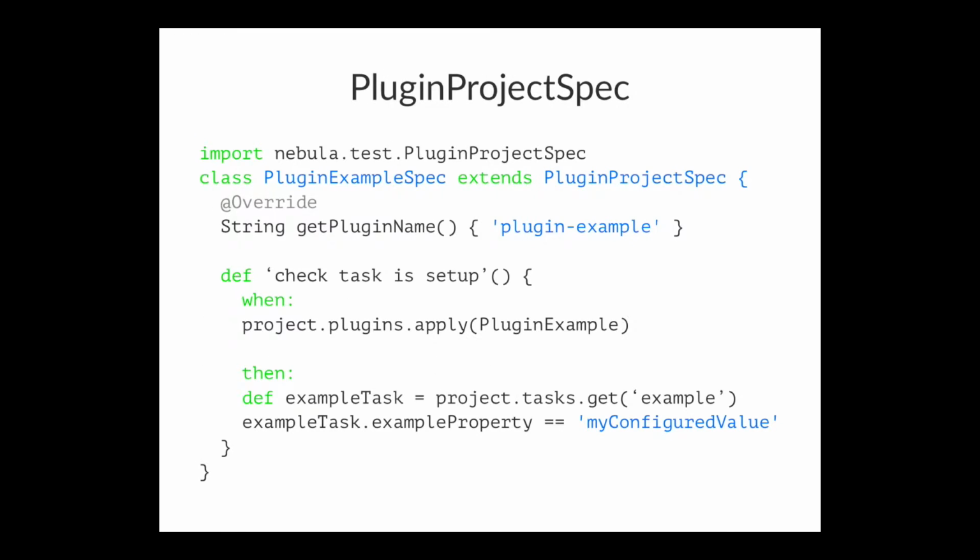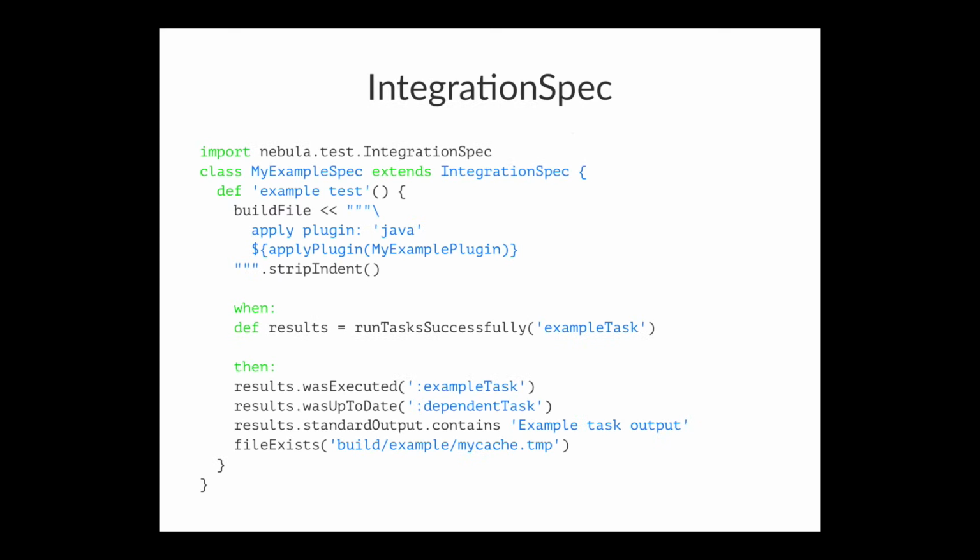We create a whole bunch of helper specs. So plugin project spec is going to try to apply your plugin to a multi-project, a single project, and do a couple of other things to just exercise it. We have an integration spec, which works very similar to just calling TestKit. You can set up a build file, run various tasks, check on the results. So switching to TestKit was really easy here.